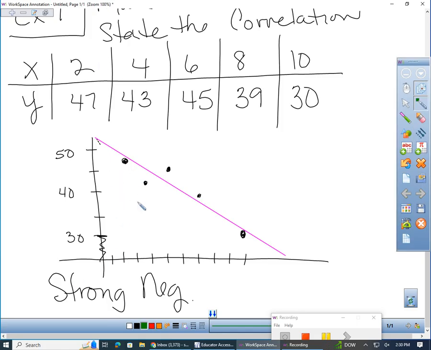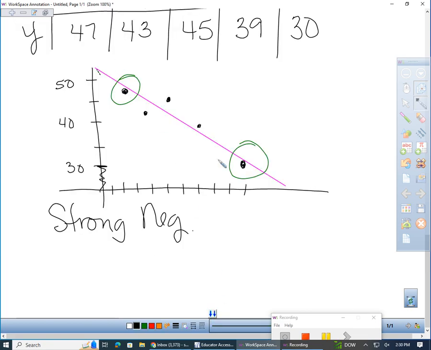30 and 10? The 47 and 2. There we go. Okay. So those 2 points would fall closest to the line, right? So we're going to use those 2 points to make ourselves a line of best fit. So we have the point (2, 47), and we have the point (10, 30).